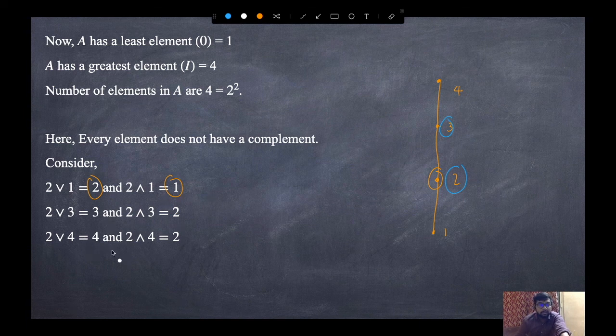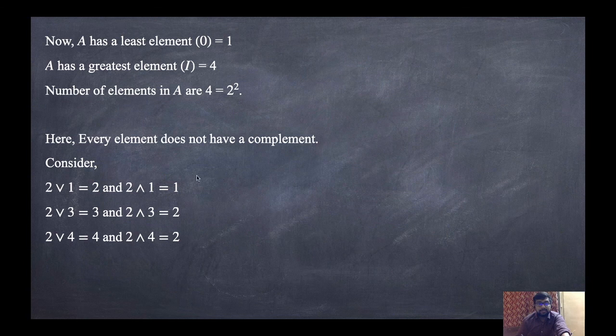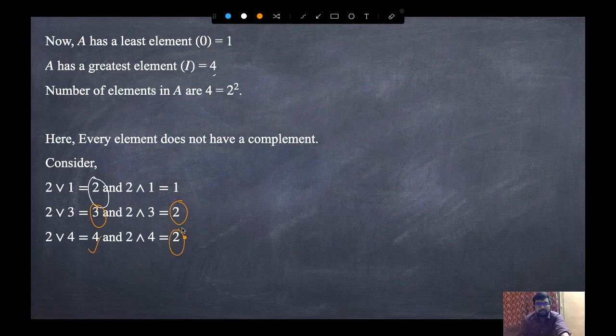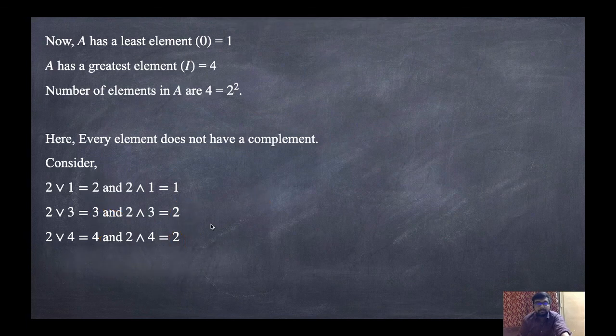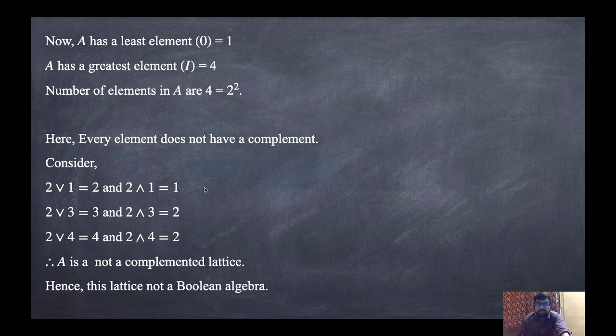And now 2 and 4. But see, for a complemented lattice, all the answers should be either the greatest element or the least element. But you can see that here it is not the greatest element. Again, here it is not 4 or 1, and also here it is 4, but here it is not 1. So this cannot be a complemented lattice. So A is not a complemented lattice as 2 does not have a complement. So hence this lattice is not a Boolean algebra. So no need to check for the distributive.